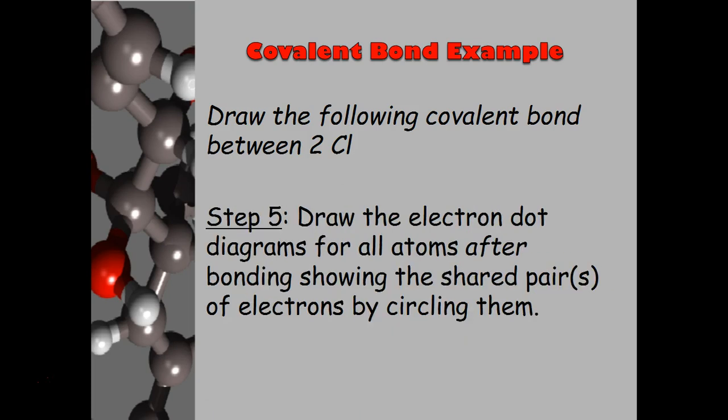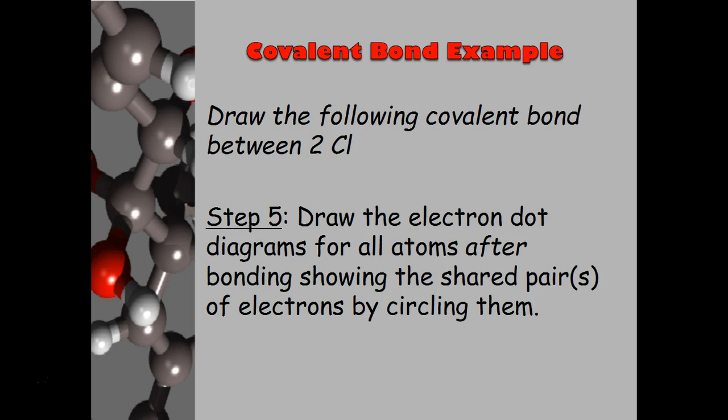Final step is to draw the dots so that you can show the shared pairs. Something I'm going to encourage you to do is to consider picking up a couple of different colored pencils and doing 1 atom each in a different color, and it hopefully will make it a little easier for you to see where the electrons are getting shared from.